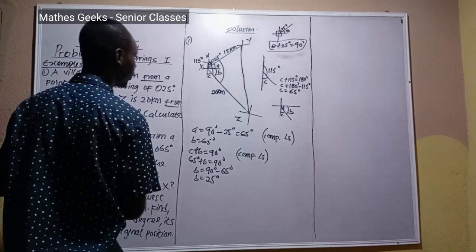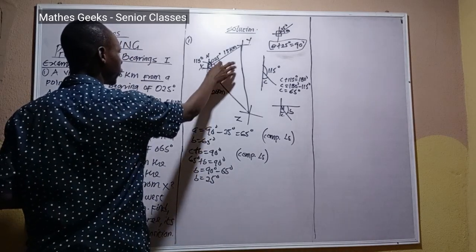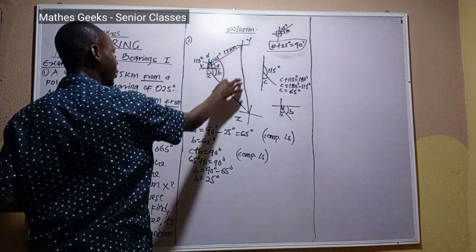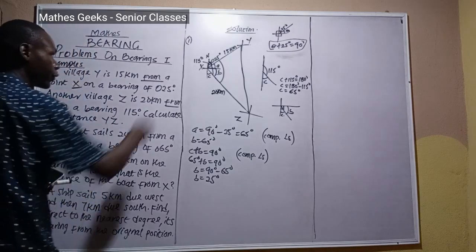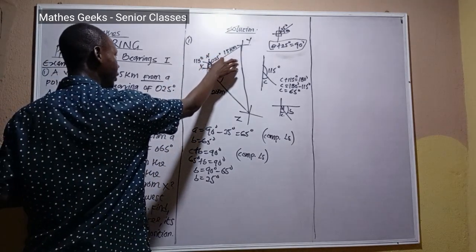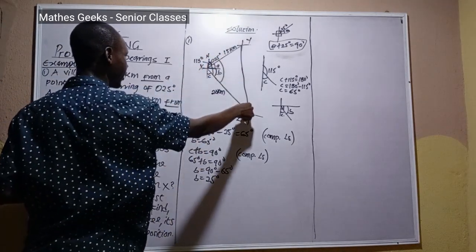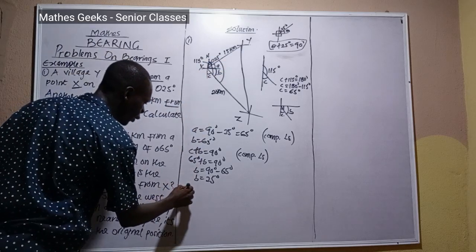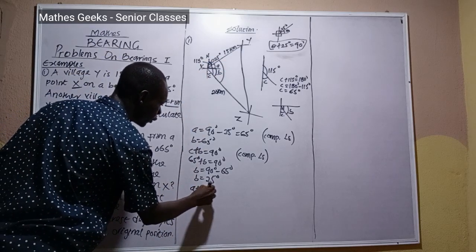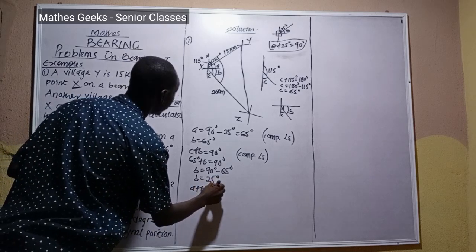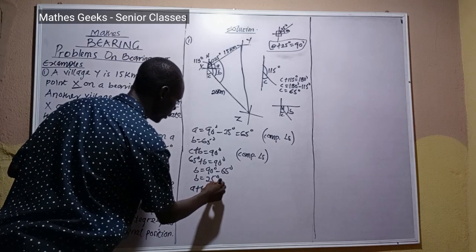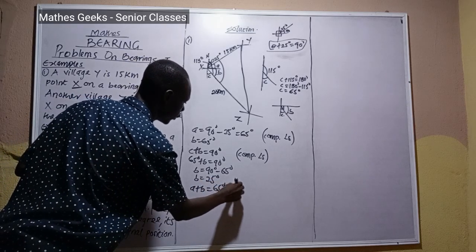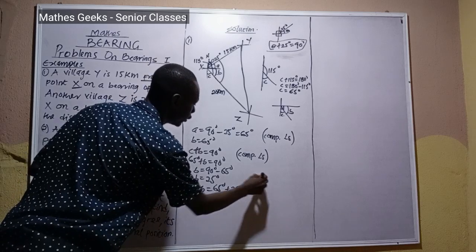So B is equal to 25 degrees. Now we need to know A and A plus B, which make up from this line to this line. From here, the angle between XY and XZ is a result of A and B. So A plus B, where A is 65 degrees and B is 25 degrees, equals 90 degrees.